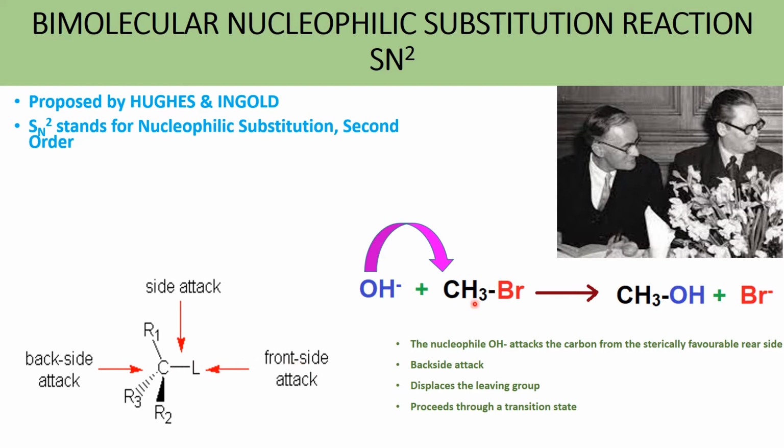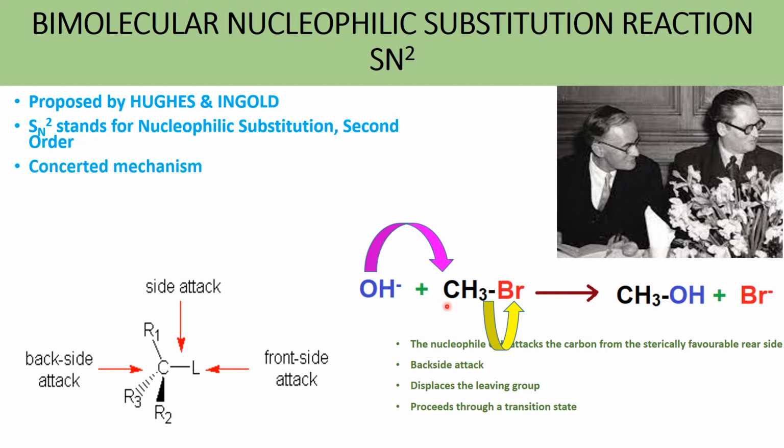Here in this SN2 reaction, the nucleophile prefers the backside attack. That means it is a sterically favorable side attack. So it displaces the leaving group, that is bromide, and forms the product here, that is methanol.